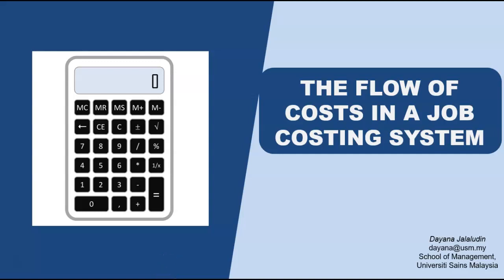Hi everyone, the title of this video is the flow of cost in a job costing system. This part of the syllabus is important in order for you to be able to eventually do good documentation when you do job costing, and also to be able to calculate the profit when you sell products or provide services using the basis of job costing system.